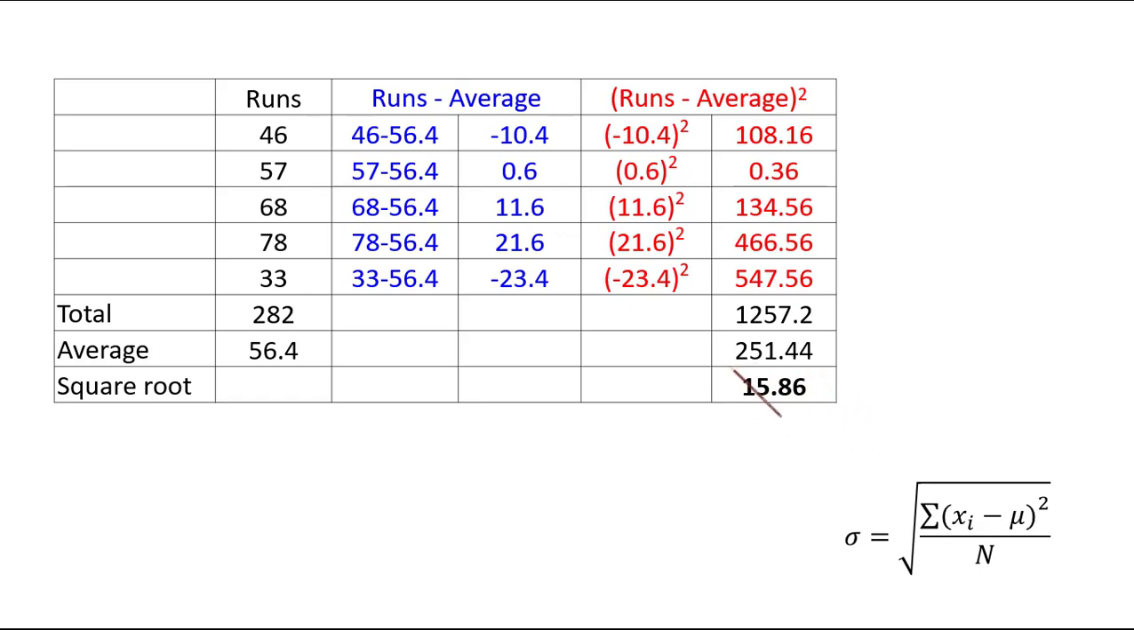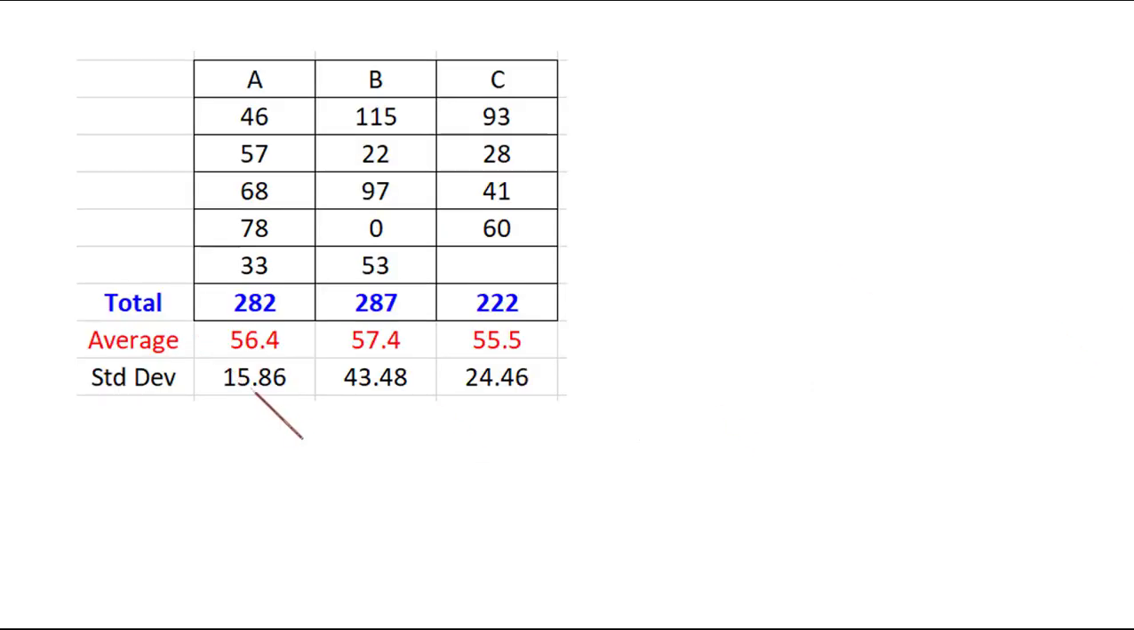So this final answer, which is a square root, is called the standard deviation. It means that on average, this player scores either 15.86 more than the average or 15.86 less than the average, and thus he does so mostly, 60-70% of the times. In the same way, we can find the standard deviations of B and that of C.